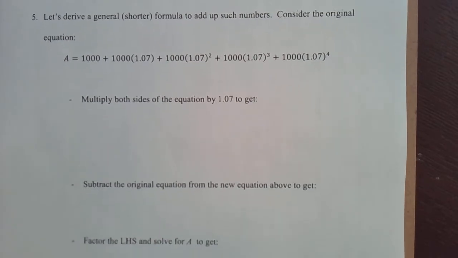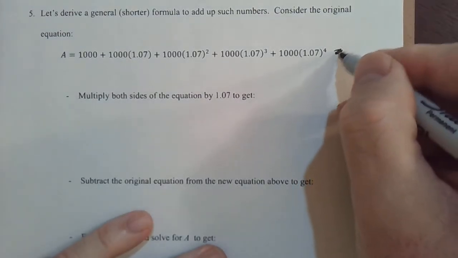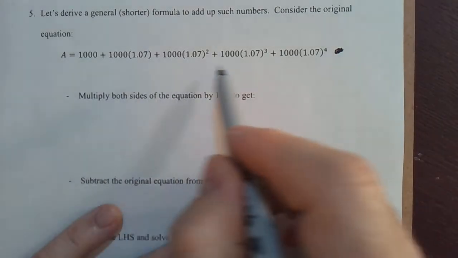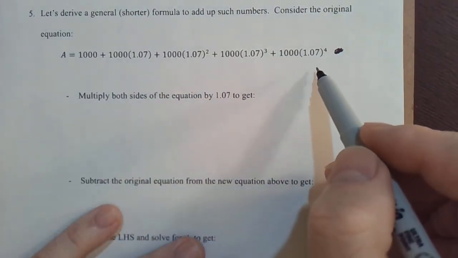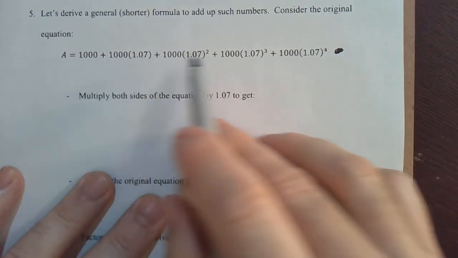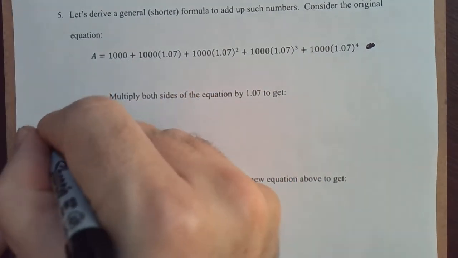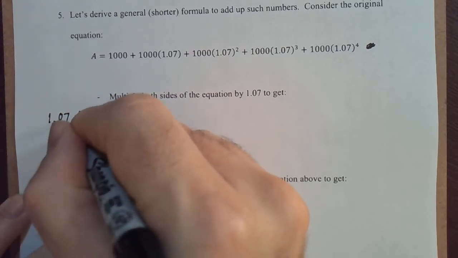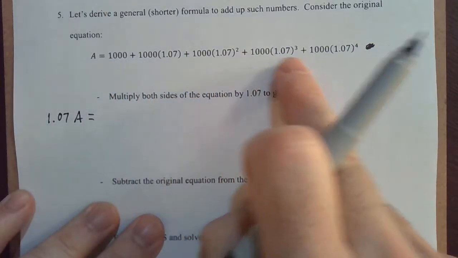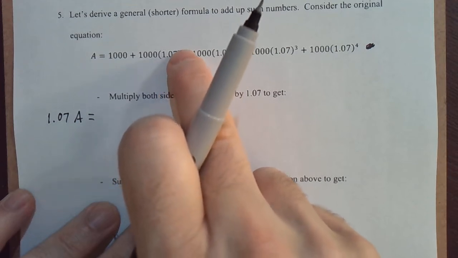Let's derive a general formula. We'll consider the original equation. We know it added up to $5,750.74. But let's take this and pretend like we didn't know what it added up to. Let's take this and multiply both sides of the equation, a is equal to this, by 1.07. So we're going to get 1.07a is equal to, and now I have to multiply every one of these terms by 1.07. All that means is I have to take the exponent and increase it by 1.